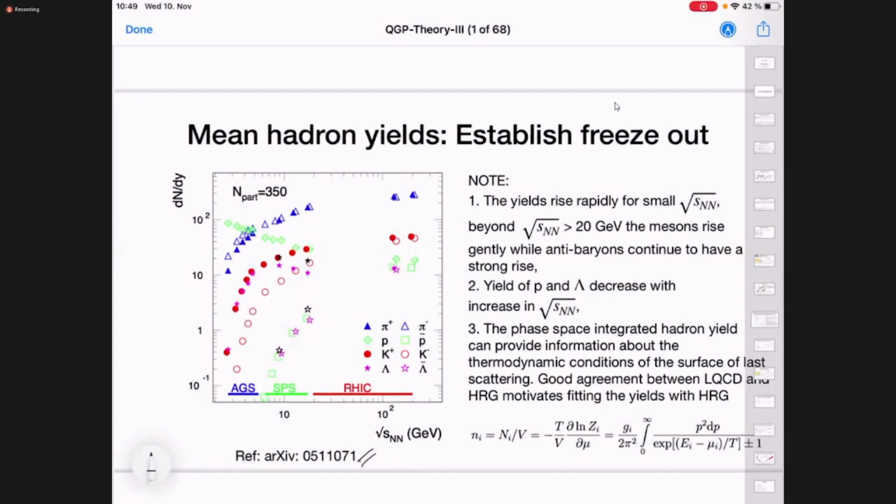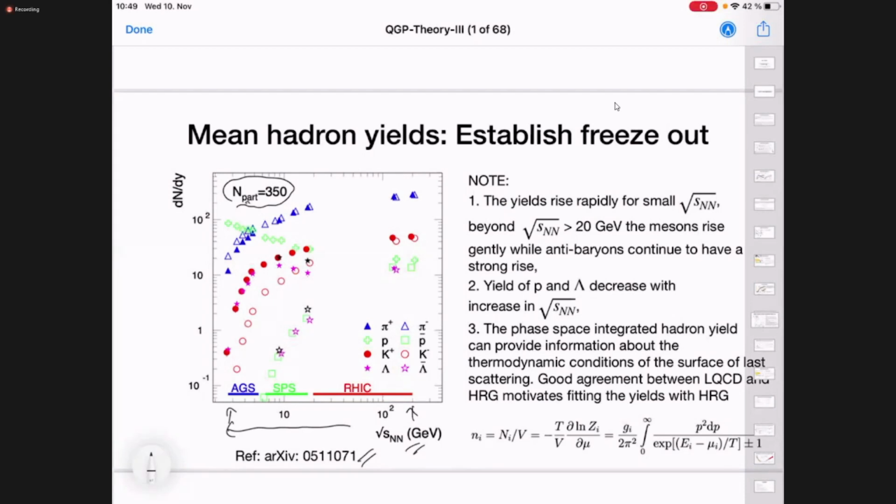What has been done here is at various beam energies, starting right from RHIC 200 GeV all the way down to AGS energies of a few GeV. This is N part 350, because the different experiments have different centralities. So somehow they have done a slight bit of scaling to ensure that you are looking at the same system. That means you are looking more or less at the same centrality.